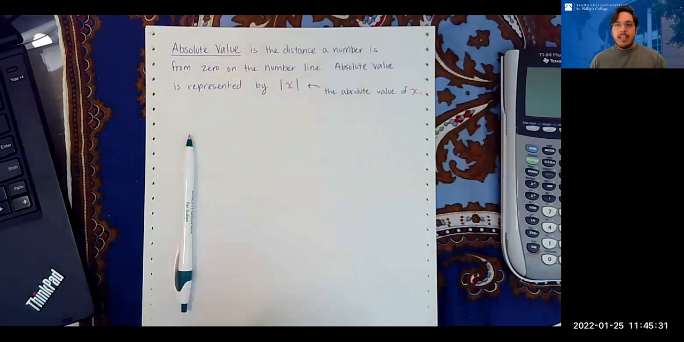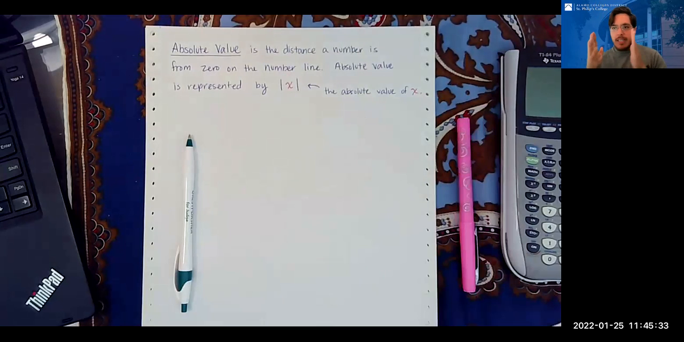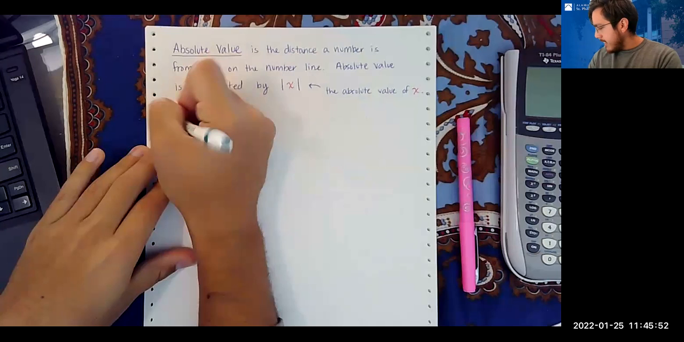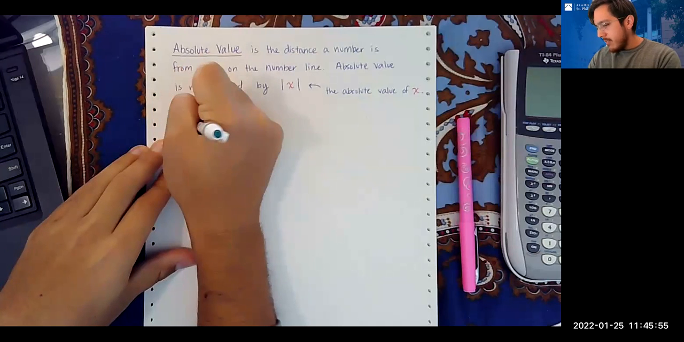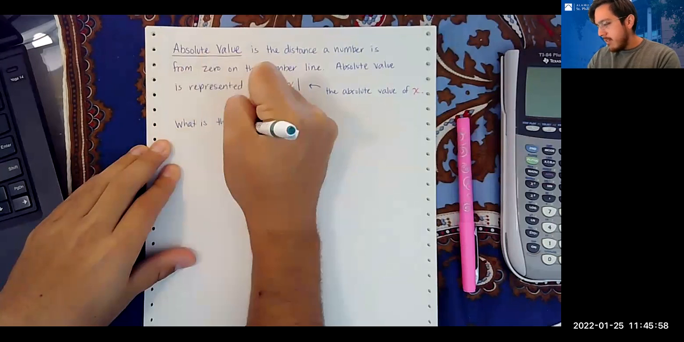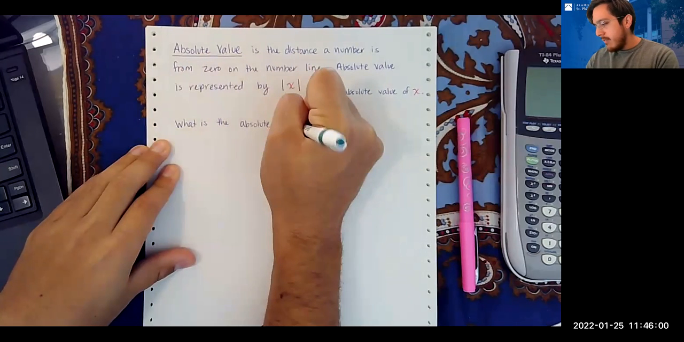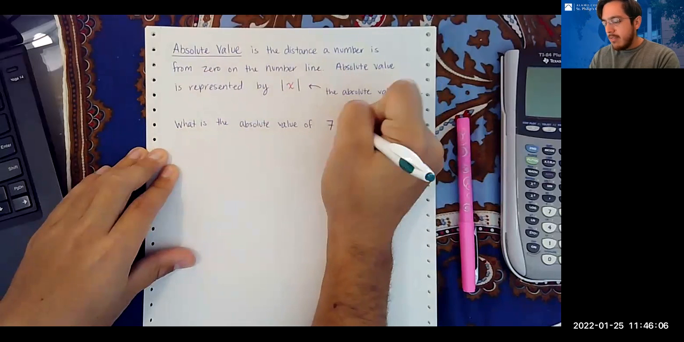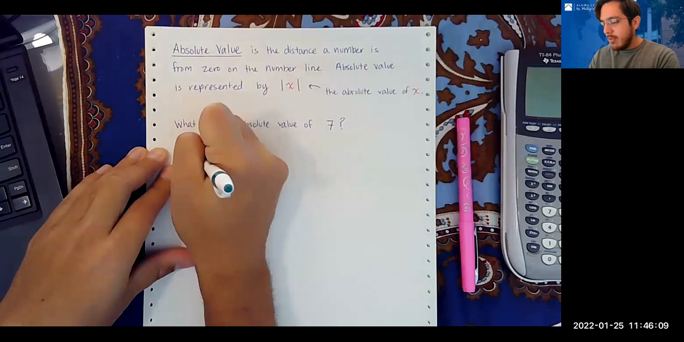Okay, so you can think about this as like when you see a problem and you see a number that's enclosed in these straight vertical bars, that it's asking you, what is the distance that this number inside is from 0? Okay. So if I were to ask you, what is the absolute value of 7? Then I would write it like 7 with these vertical bars is equal to question.